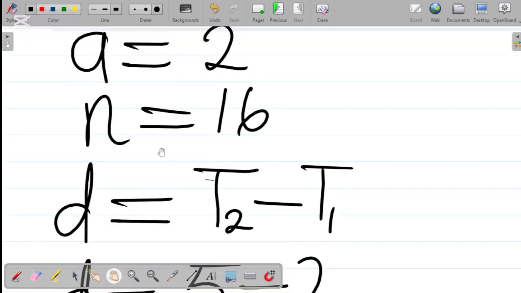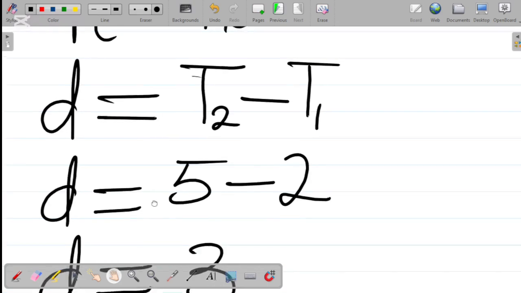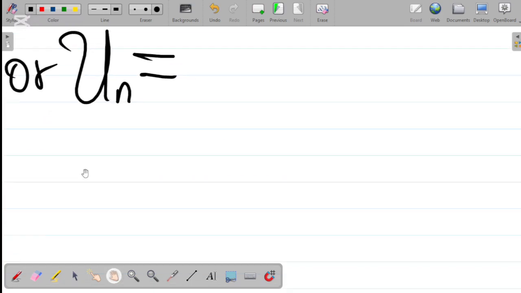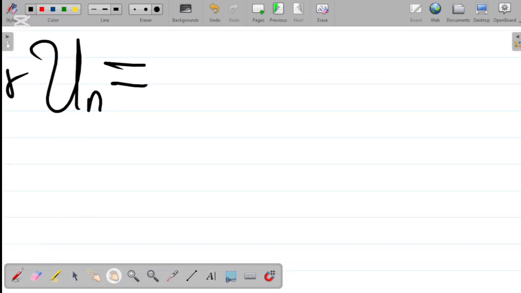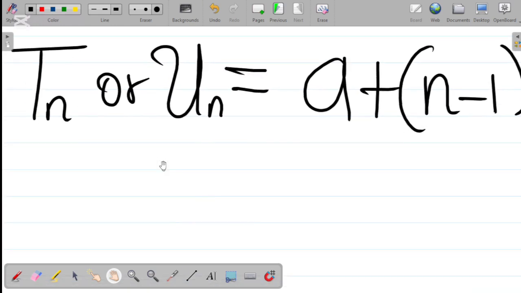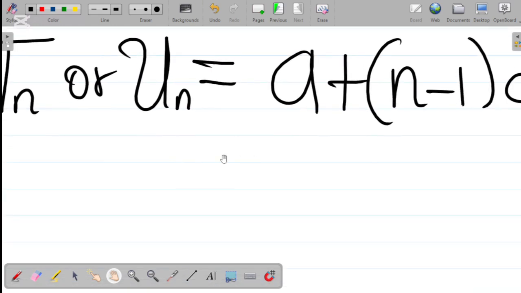All right, so since we have a, n, and d, let's now apply the formula. In arithmetic progression, T subscript n is equal to a plus n minus 1, and then multiply by d. So this is the formula for finding a term in arithmetic progression.